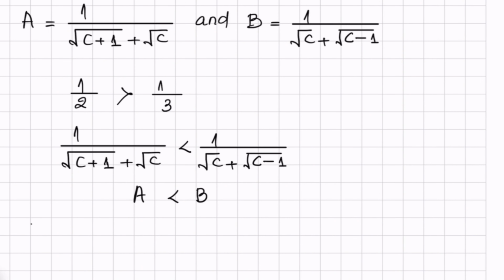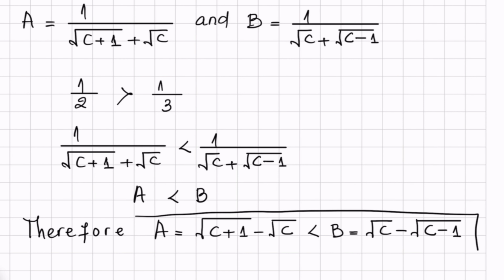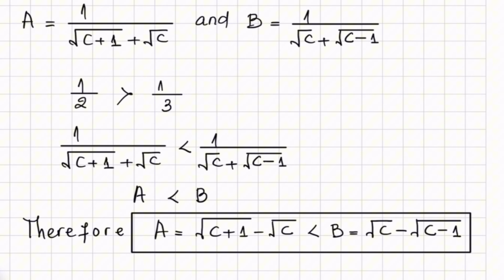Therefore, a, which is equal to square root of c plus 1 minus square root of c, is less than b, which is square root of c minus square root of c minus 1. Now I have already solved this problem and I hope you can understand.